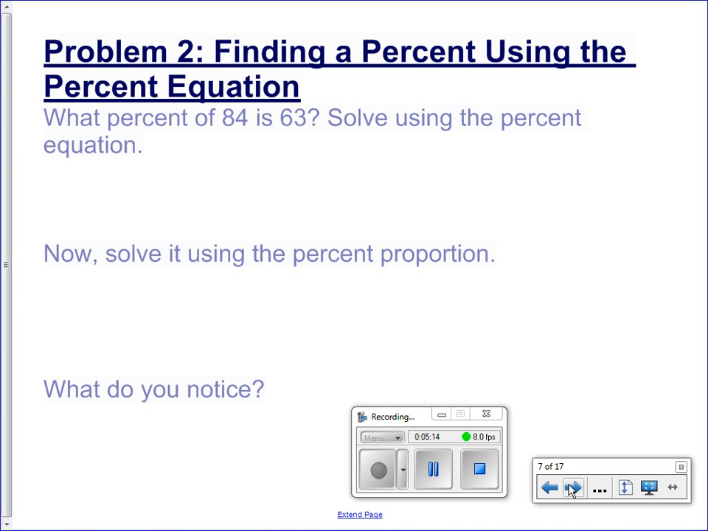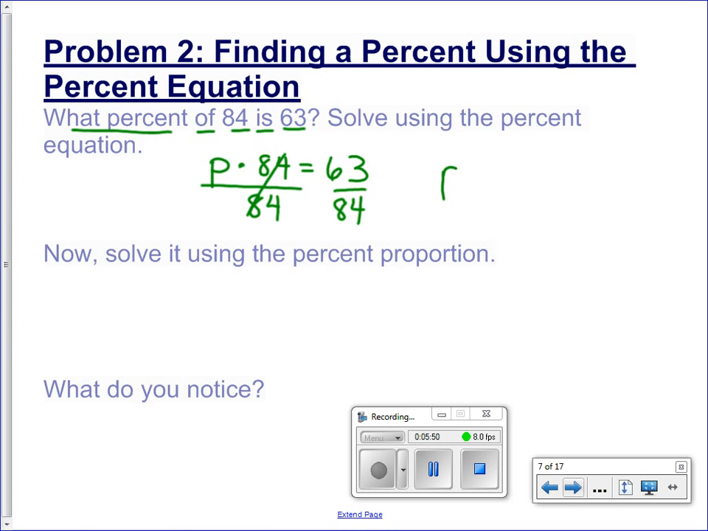What percent of 84 is 63? And we're going to solve it using the percent equation. So what percent, that will be our P, of means times 84, is means equals, and then 63. All right, so to solve this problem, what we end up doing to isolate P is to divide by 84. So we have P is equal to 63 divided by 84.